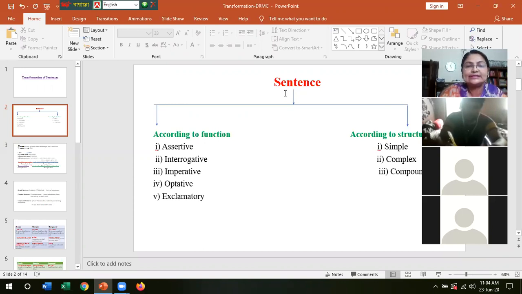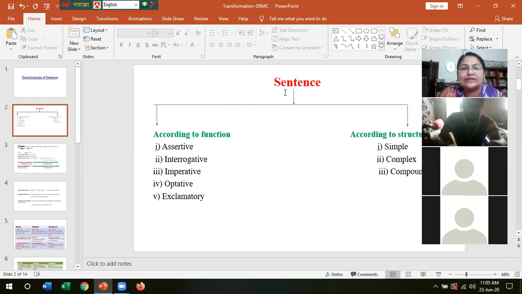Okay. A sentence can be divided into 5 types: assertive, interrogative, imperative, optative, and exclamatory. We know what is assertive sentence. Assertive sentence is a statement. He's a very good boy. We are the students of Dhaka Residential Model College. These are all assertive sentences.